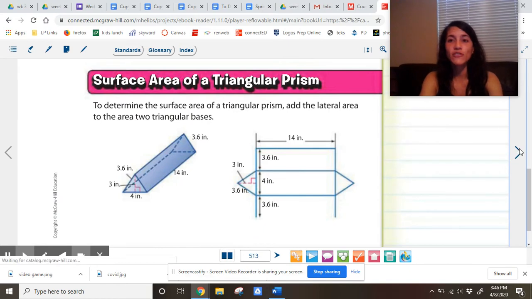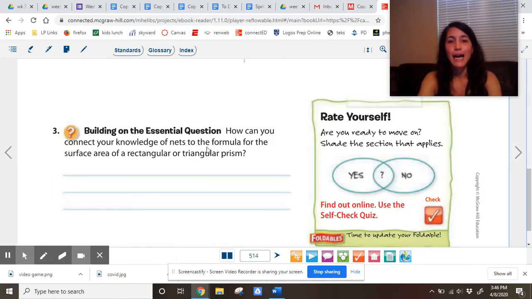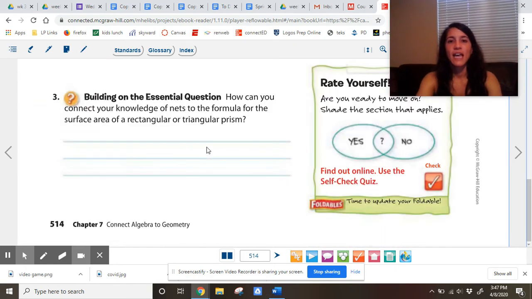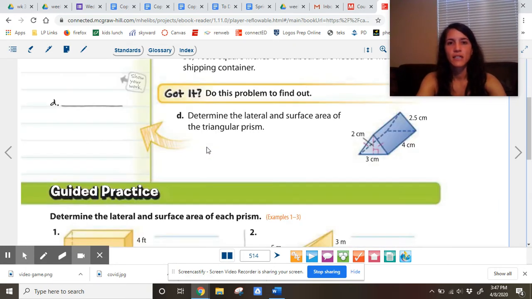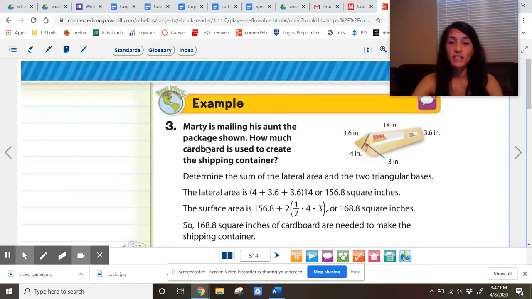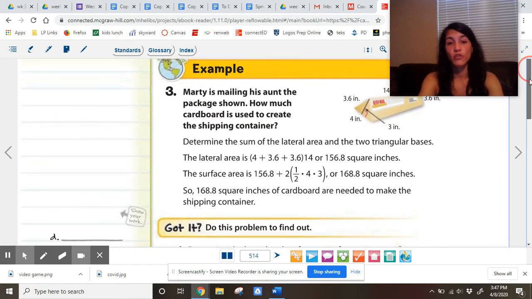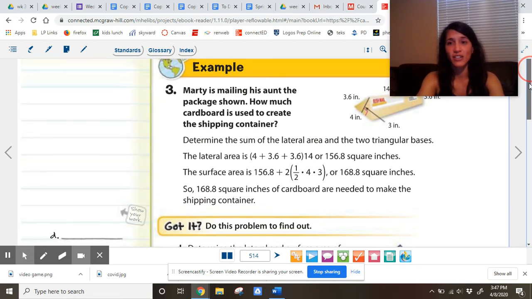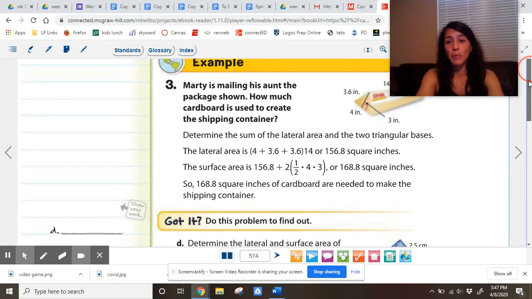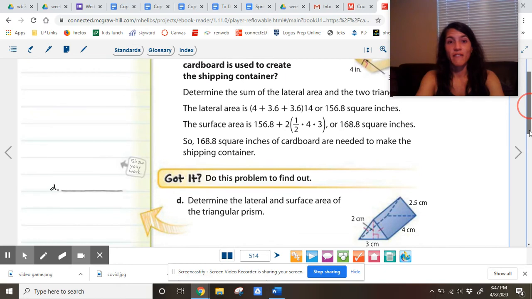So go to the next page and you'll see at the top there's one example that's done for you: how much cardboard is needed to create this container. And this is really a terrible job. If you read through that, it doesn't explain where these numbers come from. It's just really not a good job. They use the same numbers from the one we just did, so we could check ourselves, 156.8 and 168.8, but that is not worked out very nicely.